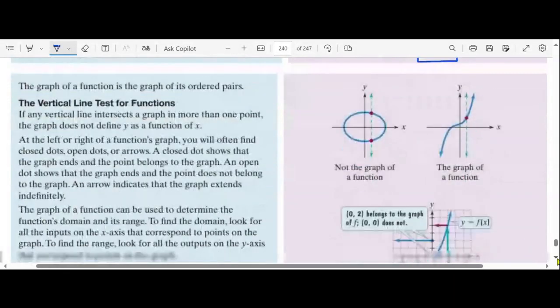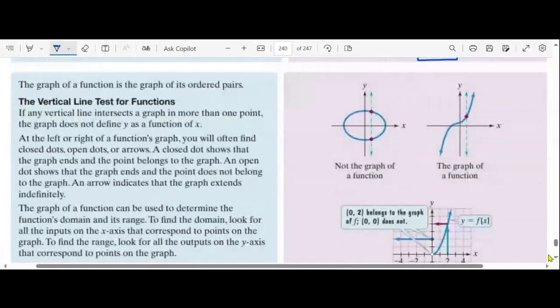Next, vertical line test for a function. Okay? The graph of a function is a graph of its order pair. So we are just graphing the order pair. The vertical line test of a function. If any vertical line intersects a graph in more than 1 point, okay, the graph does not define y as a function of x.